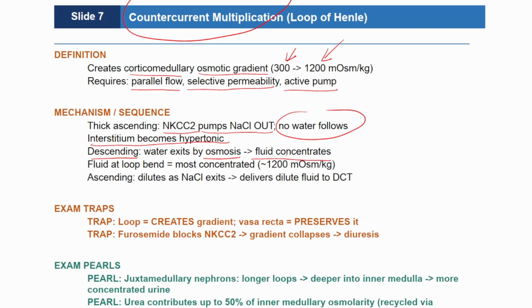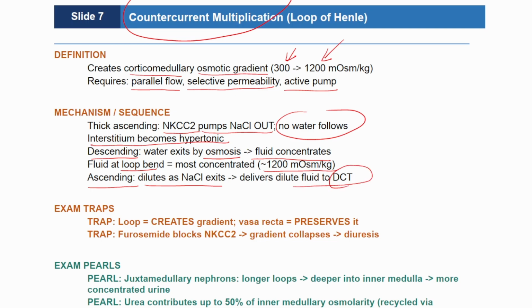By the time this fluid reaches the very bend of the loop, it achieves its most concentrated state at approximately 1200 milliosmol per kilo. As this fluid ascends back toward the cortex, it gradually dilutes once again as sodium chloride exits, ultimately delivering a highly dilute fluid to the distal convoluted tubule.